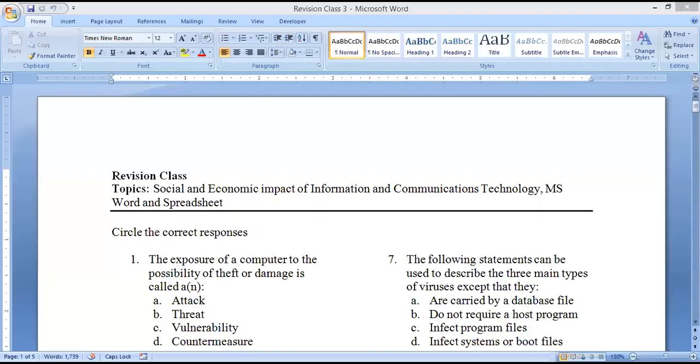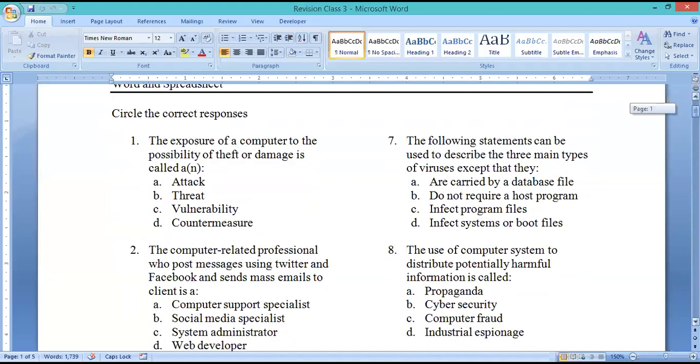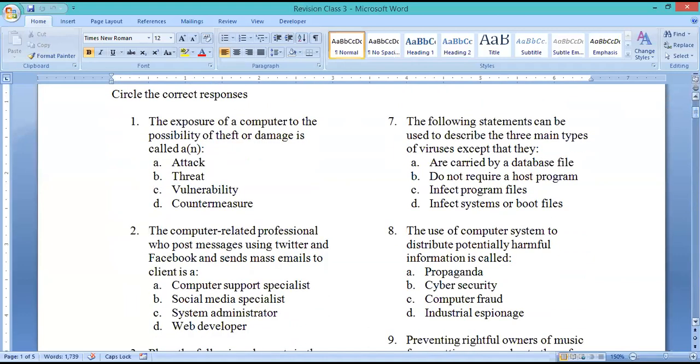All right, first thing. Here's the next one, revision sheet. So we are at this one now. Can somebody read the question, please? Number one. The exposure of a computer to the possibility of theft or damage is called an.